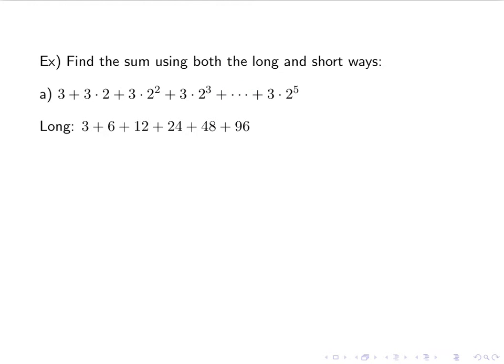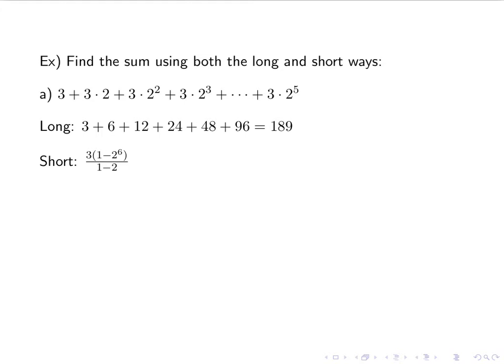If I want to do it the long way, I'm going to plug each of those things into the calculator. So 3 is 3, 3 times 2 is 6, 3 times 2 squared is 3 times 4, it's 12, 3 times 8, 3 times 16, 3 times 32. And then I add all those up, and I get 189. So that's the long way.